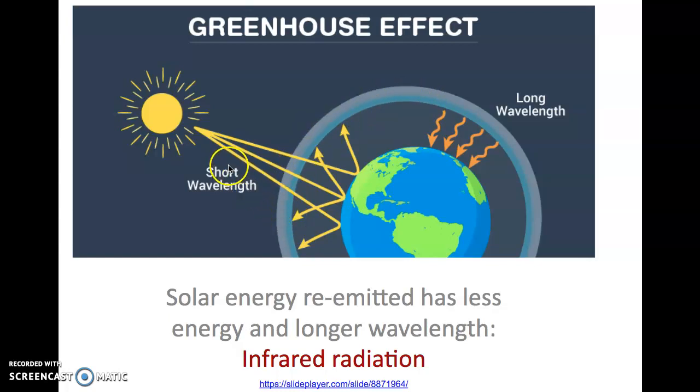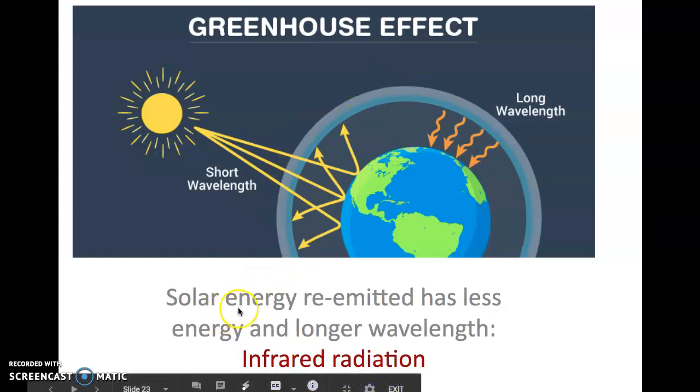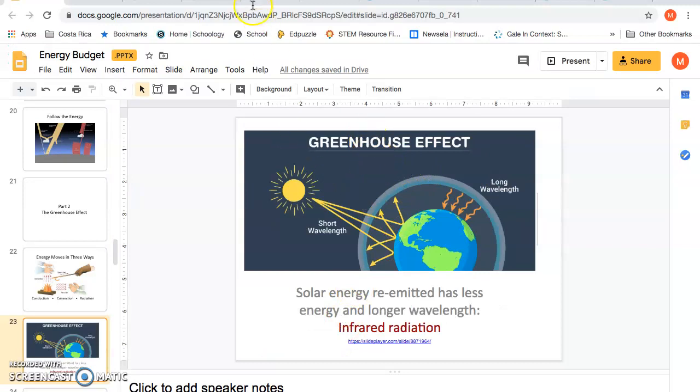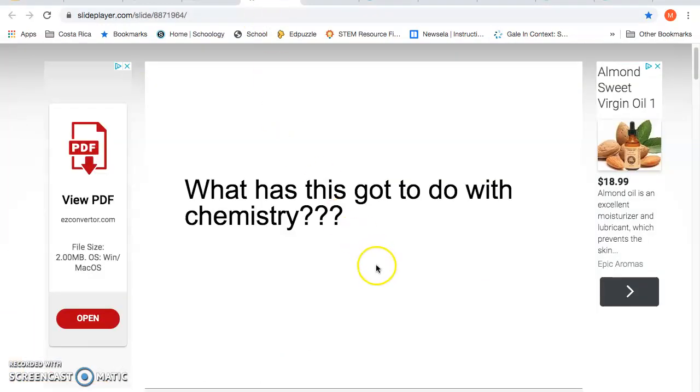And the reason why it gets trapped is because it comes in very strong with short wavelengths. However, when it hits the surface of the earth, it goes from ultraviolet to infrared, which is weaker, and because it's weaker, it's not able to leave this surface. Okay, so the solar energy we emitted has less energy and longer wavelength, what we call infrared radiation. I have another slide that goes through this in a really nice way, so let's talk about this one more time.